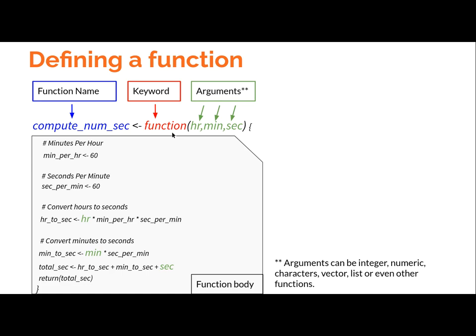We can provide 0 or more arguments to a function. If there's more than one argument, we separate them using a comma. In this particular example, the function is being provided 3 arguments: hour, min, and seconds.